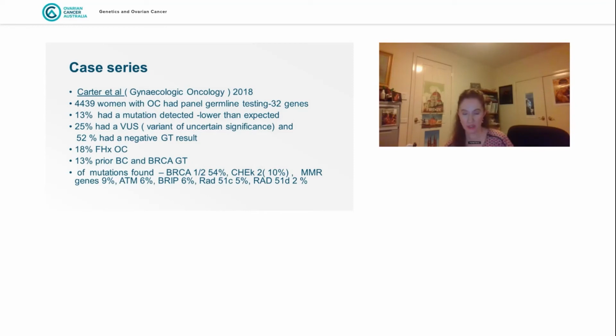A little bit surprising for me, so this CHEK2 that I mentioned, 10%. Then the mismatch repair genes causing Lynch syndrome at 9%. And then the other genes that you can see, so that ATM, more typically a moderate breast cancer gene, BRIP for ovary, RAD51C and D making up a few percent.